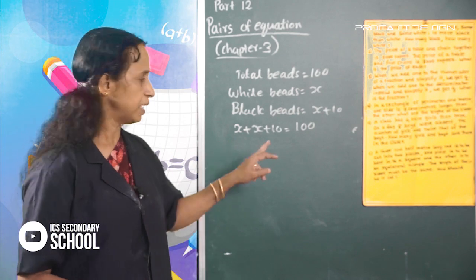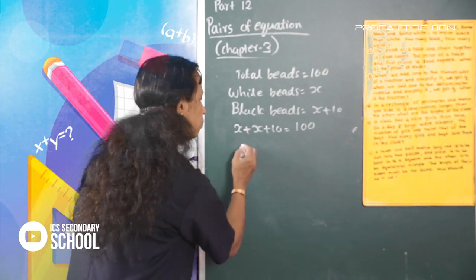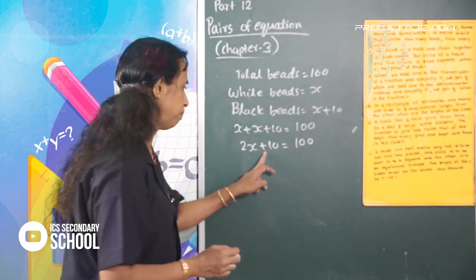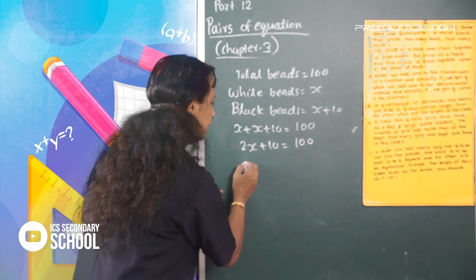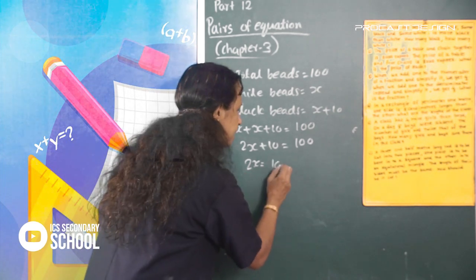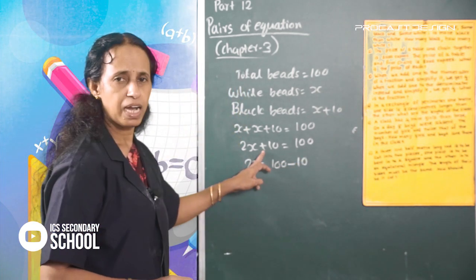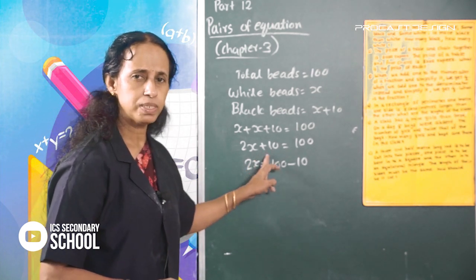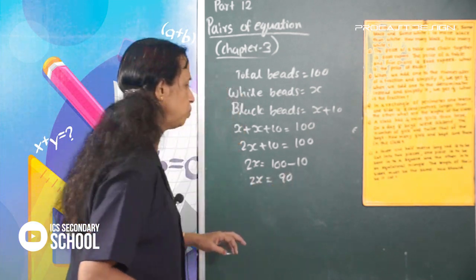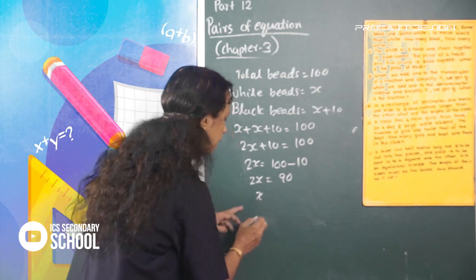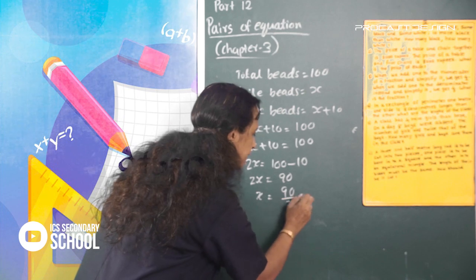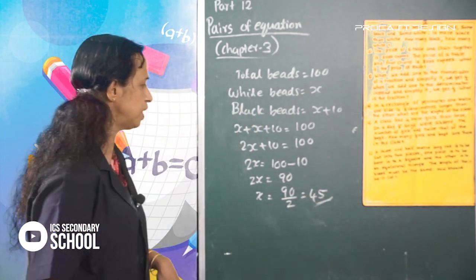x means 1x. 1x plus 1x equal to 2x. 2x plus 10 is equal to 100. So 2x is equal to 100 minus 10. Here addition, change it to subtraction. 100 minus 10, 2x equal to 90. x is equal to 90 by 2, here multiplication, change it to division. 90 by 2 is equal to 45.